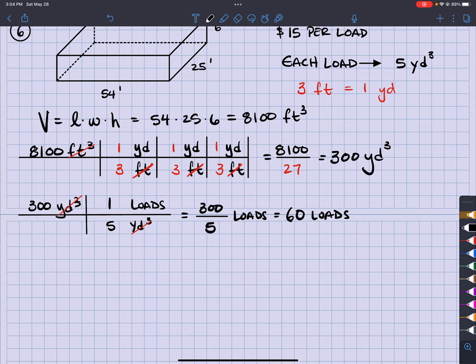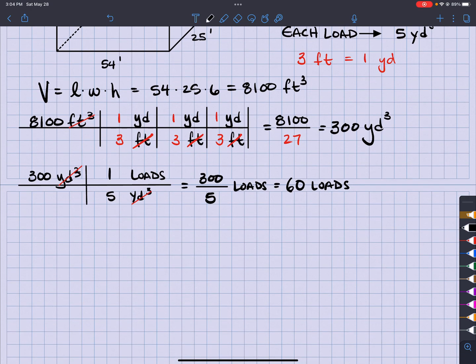So if each load is going to be $15 per load, I'm going to have to take the 60 loads and multiply by the $15 per load, and that's going to give me $900, which is going to be choice B.